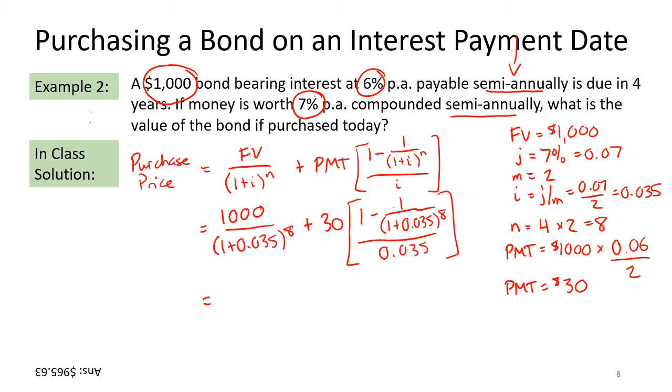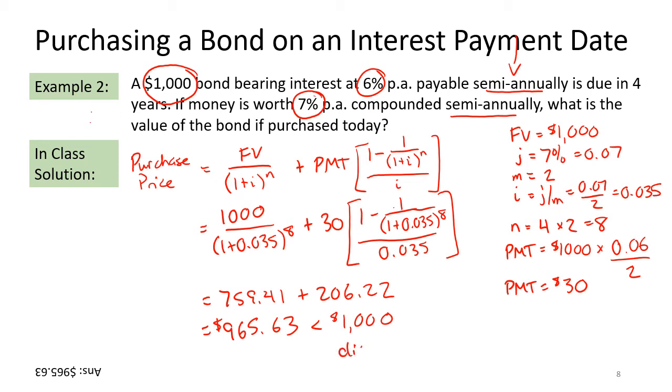And if you multiply each one of these out, you get $759.41 plus $206.22. So what you end up with for a total is $965.63. And you'll see that that's less than the face value of the bond, okay? What that means is this bond is selling at a discount, okay? Because it's worth less than the face value, okay?